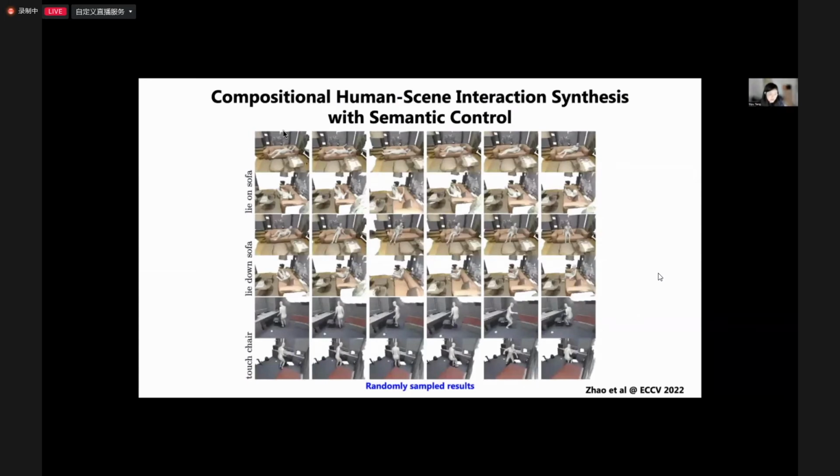So you can see these are the results we randomly sampled for the interaction like lie on the sofa, right? So you can see we can generate virtual human bodies lying on the sofa. And then here is touching the chair, right? So we have different poses, here even with the back, touching a chair, right? So these samples are not perfect, but we think the results are quite robust in unseen 3D environments. All these environments and objects are unseen during training, right? And the generated interactions also show some diversity, for example, touching the chair here.